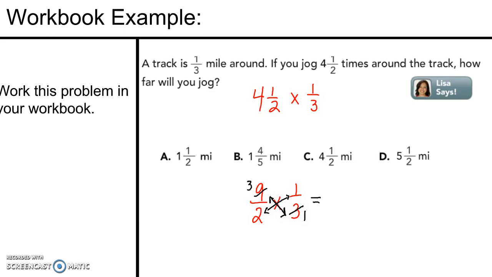So when you multiply your numerators, 3 times 1 is 3. When you multiply your denominators, 2 times 1 is 2. So now that is an improper fraction that you need to change to a mixed number. 2 goes into 3 1 time with 1 left over, and your denominator stays the same. So your answer should be A, 1 1/2 miles.